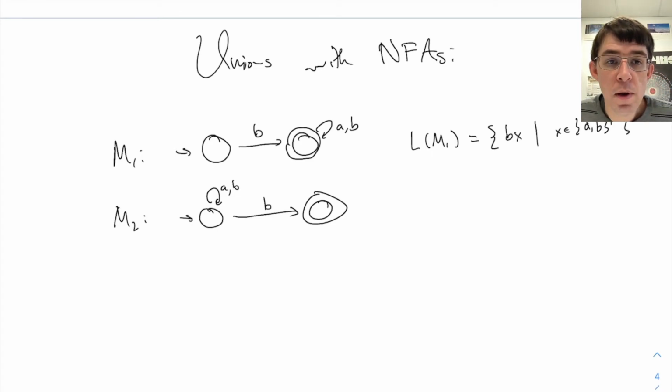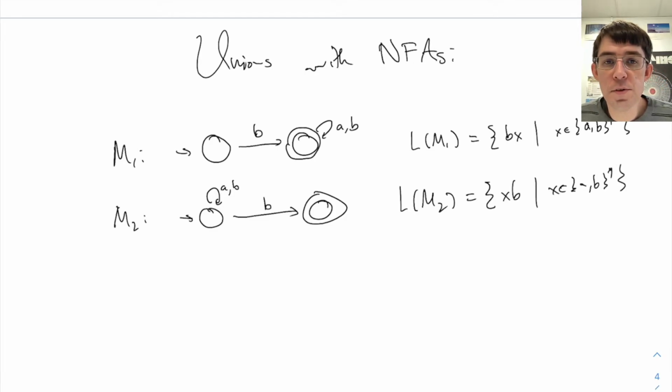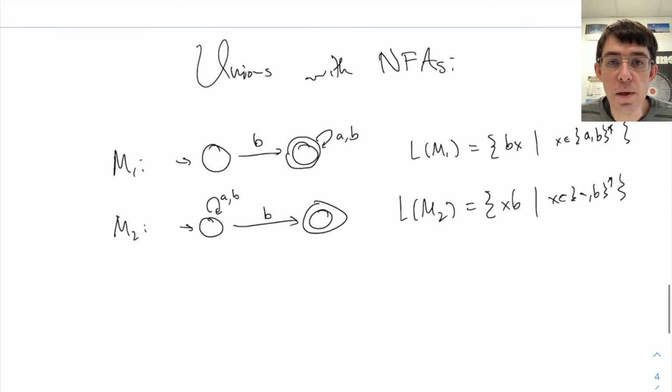And then the second one would be anything that ends with a B. Again, I asked myself, how can I possibly get to the accepting state? The answer is, you can do whatever you want for a while, but then you have to do a B, and that's how you end up in the accepting state. So the language of M2 is XB, all strings which end with a B.